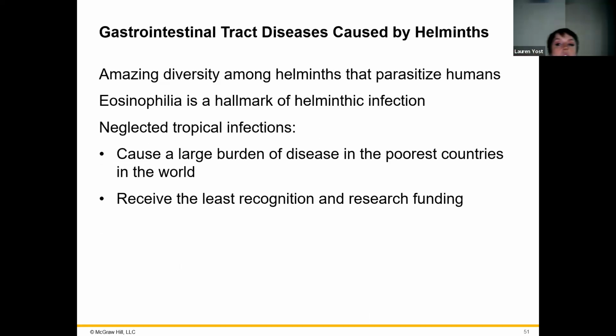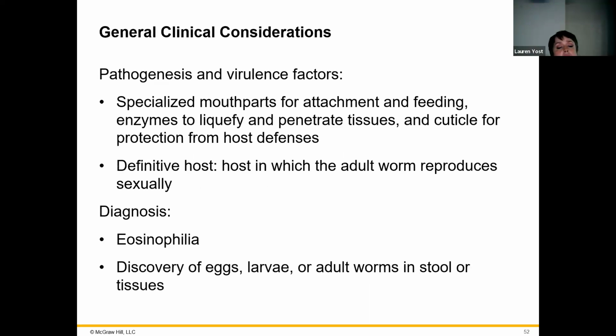Let's talk about our helminth diseases. Most of these are neglected tropical infections, things that are severely affecting other populations that we call underdeveloped countries, or third world countries, whatever language you want to use. These are the poorest countries of the world, which have high incidence of helminth infections, where we don't really see helminth infections that much here in the United States or in developed countries.